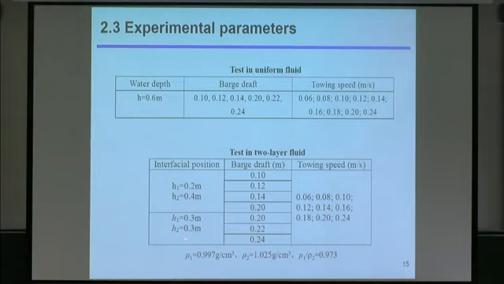These are the two situations. For the first situation, we consider 4 barge drafts from 0.1 to 0.2. So the non-dimensional draft, the barge draft divided by H1, is from 0.5 to 1. Okay, this is also the towing speed. In the two-layer fluid, rho 1 is this, rho 2 is this. The ratio is 0.973. I didn't change this one.